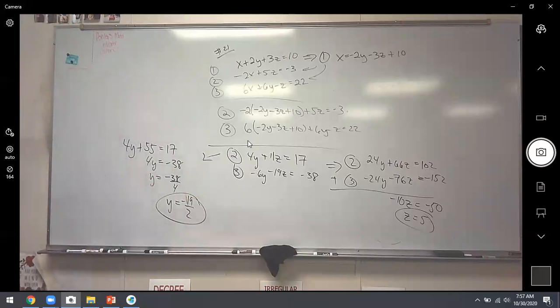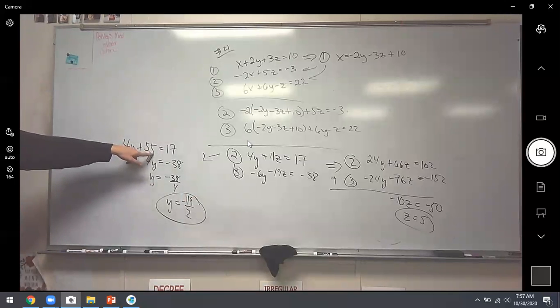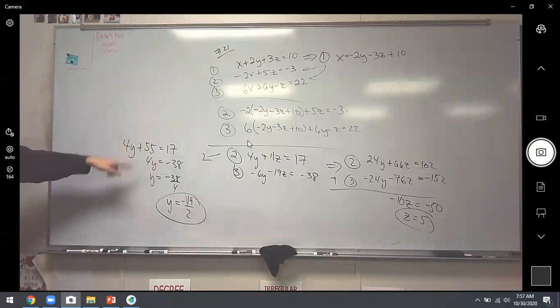Ew. That is suspicious, so I'm going to double check myself real quick. 4y plus 11z, z was 5, 55, 17, moved it over. Okay, it is what it is. So we got y and z. Now we go back up the chain and find x.